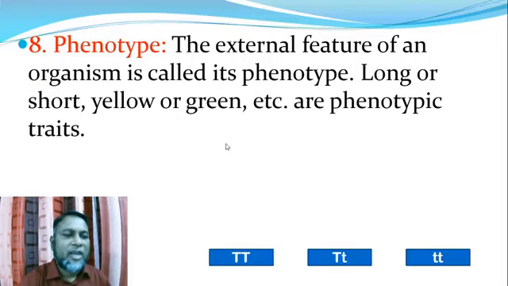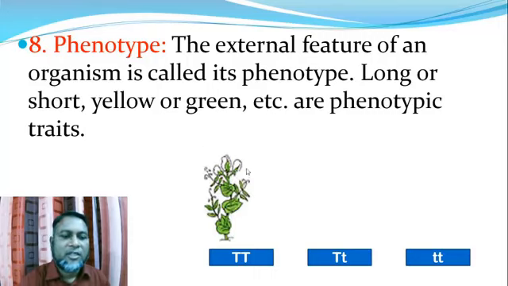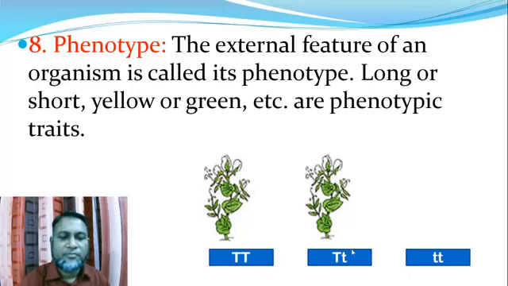Next, we explain phenotype. The external feature of an organism is called its phenotype. Long or short, yellow or green, etc. are phenotypic traits. Capital T is genotype, but long plants are phenotype. Capital T, small t short plants are phenotype, but capital T capital T, capital T small t, small t small t, that means genotype.